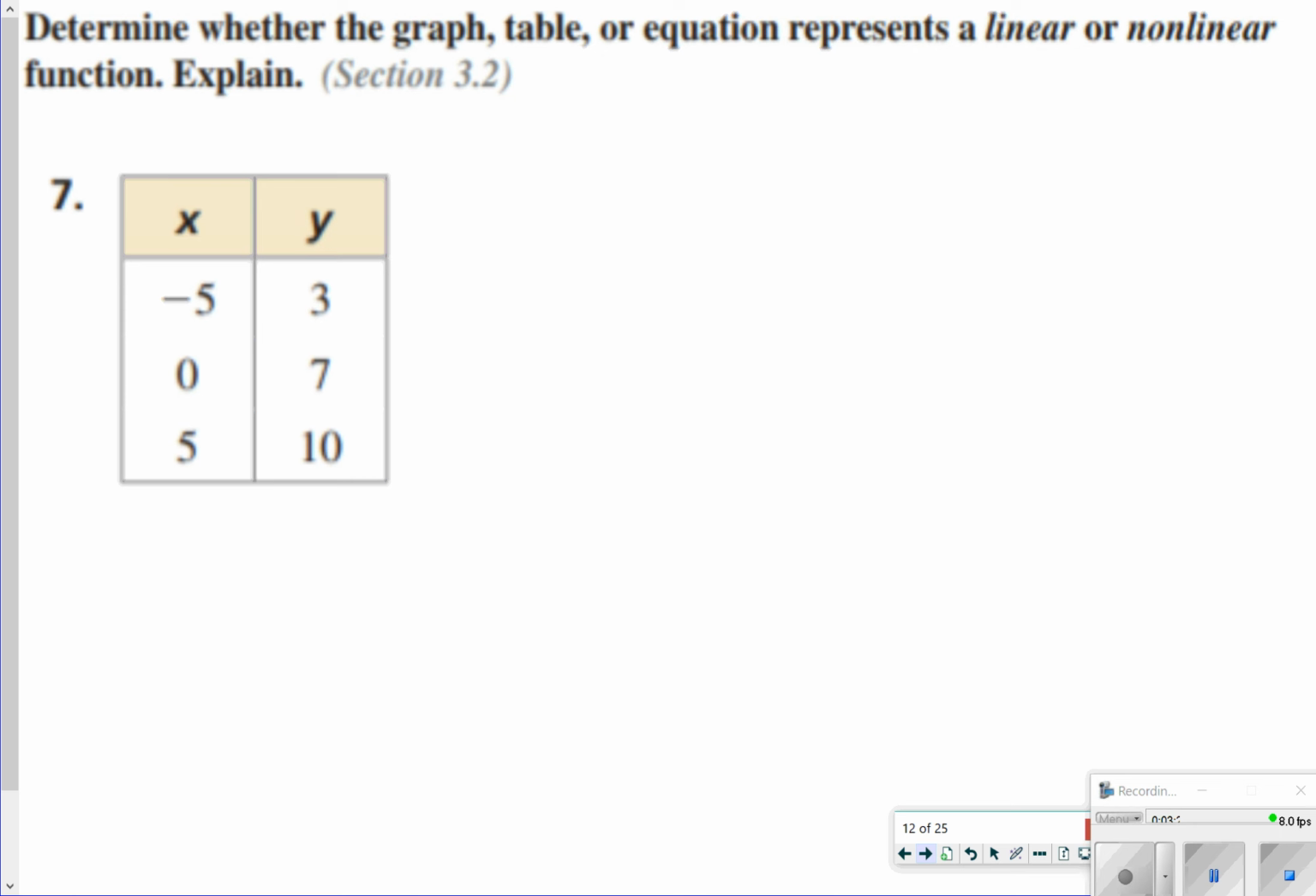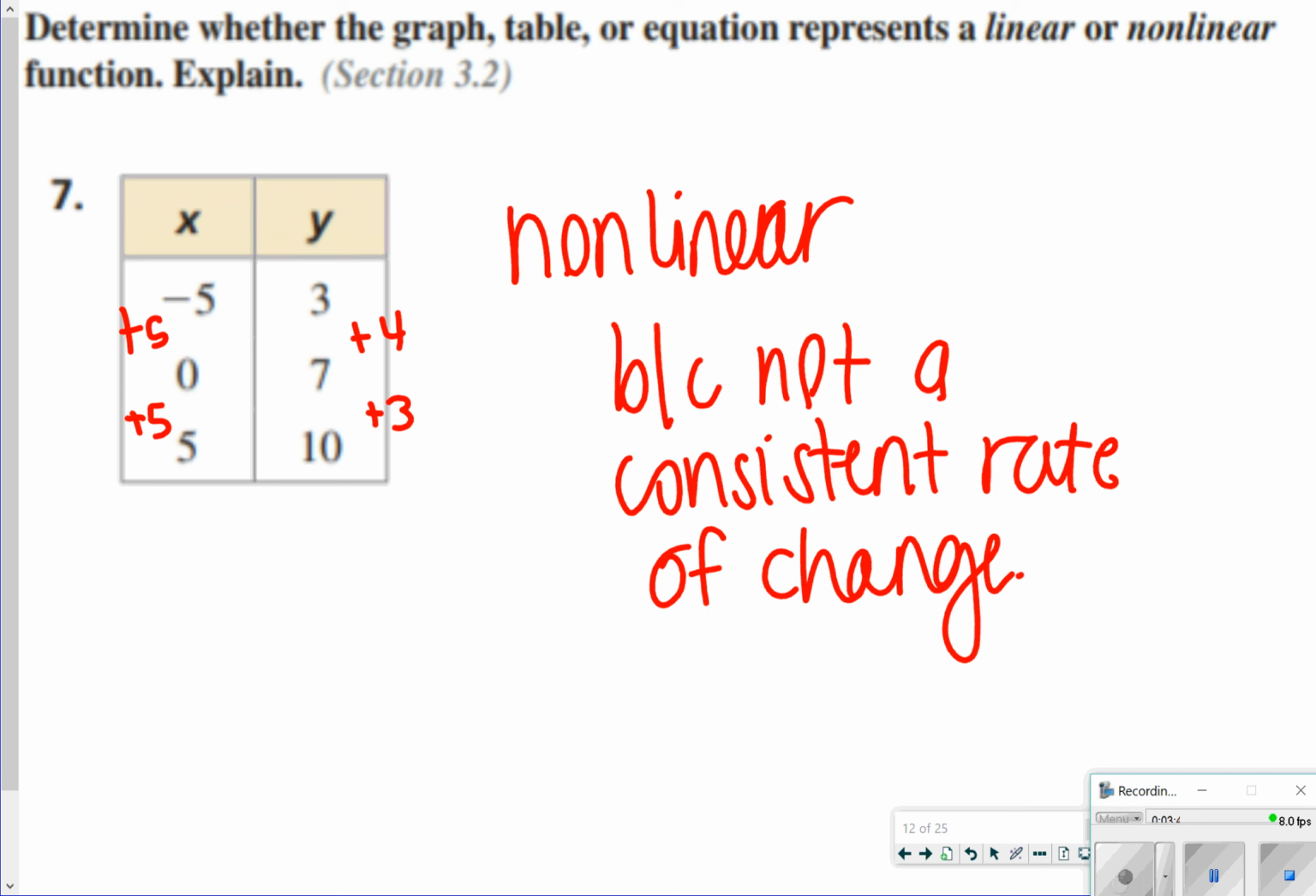If you look at number 7, we're adding 5 to each side, which is okay over here on the x. But here we have +4 and then +3. So this would be nonlinear because it's not a consistent rate of change. So in order to be linear, it has to be a line or prove a consistent rate of change on the table.